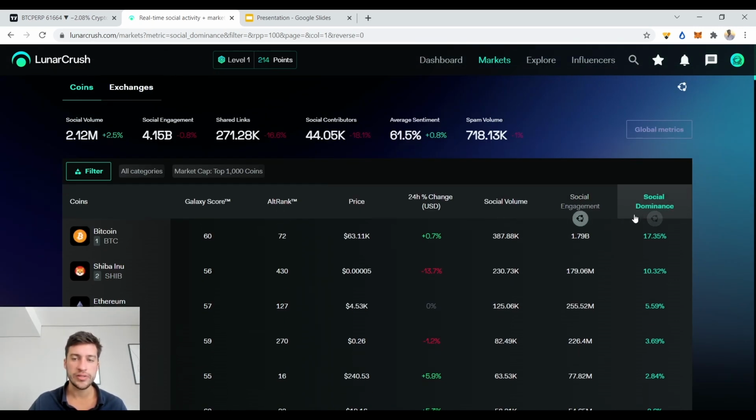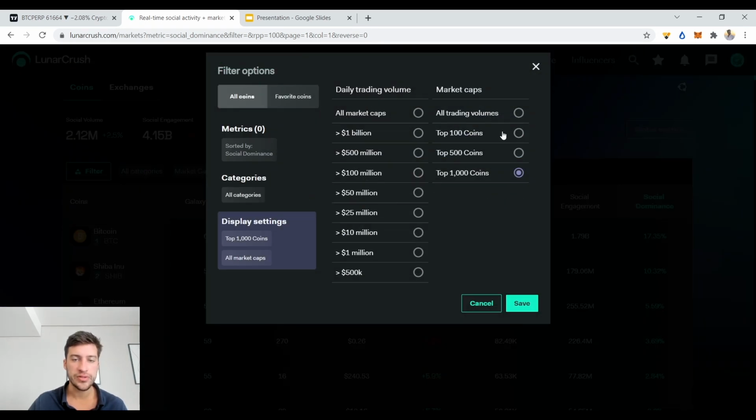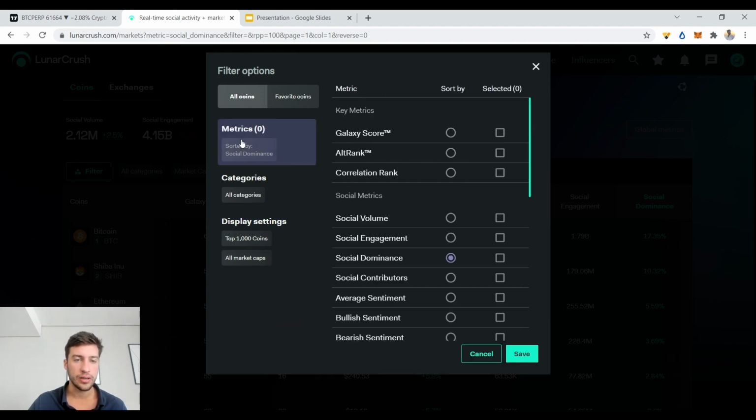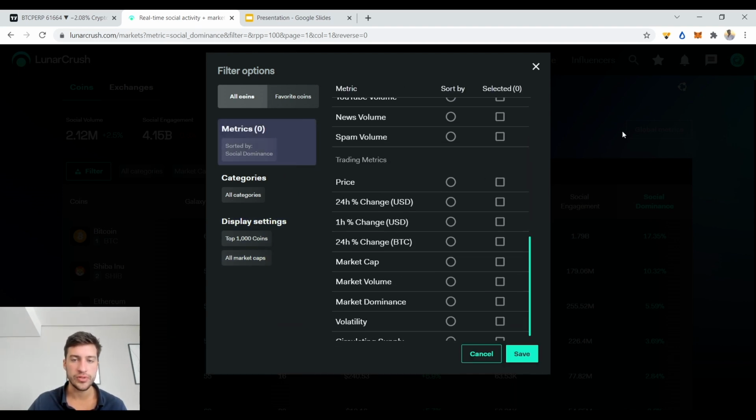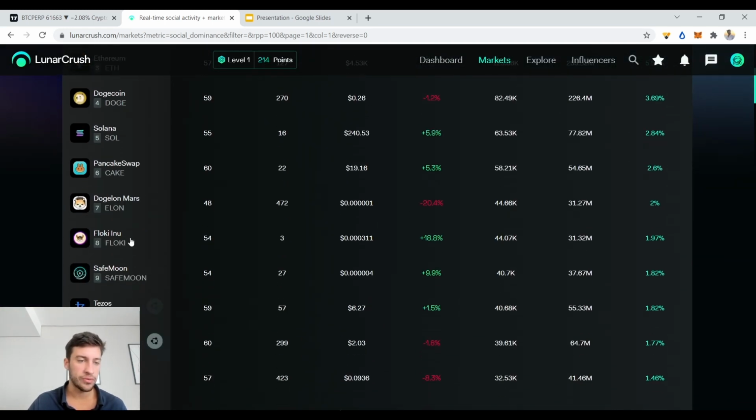So what I've done is I've sorted by social dominance, as you can see, filter. And I also did top 1,000 coins, as you can see here, sorted by social dominance. You can sort it by other things. That's how I got here, actually. So what can we see from other ones too?